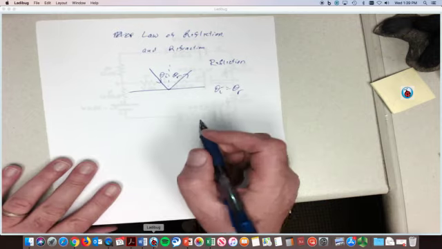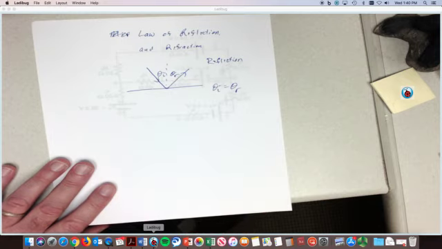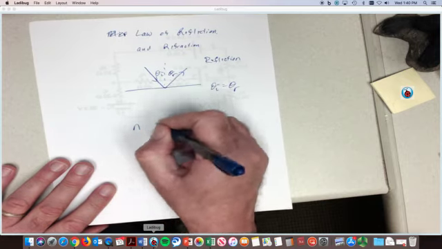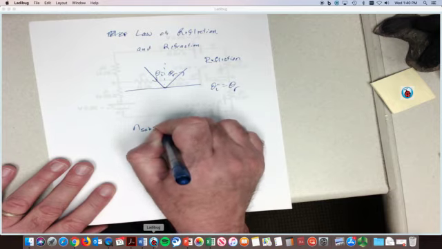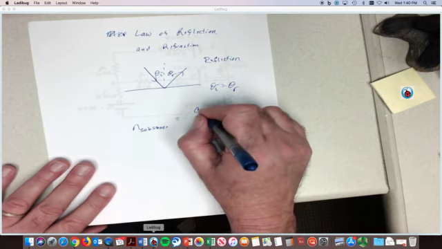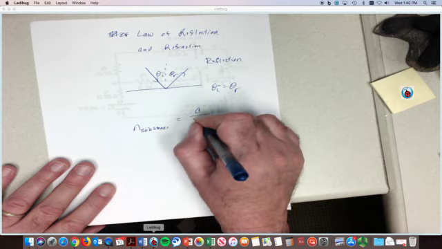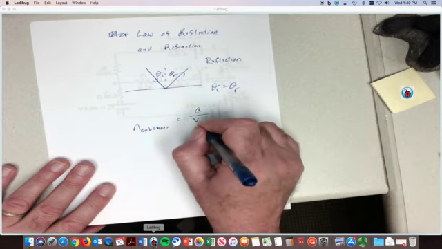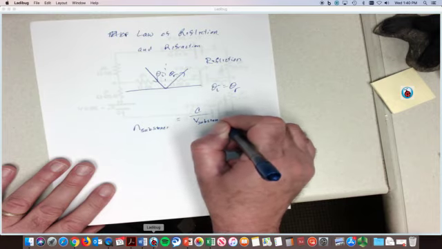And now we're looking at the law of refraction, which basically says this: N of a substance is equal to c, the speed of light in a vacuum, divided by the speed of light in the substance. Okay? Speed of light in the substance.